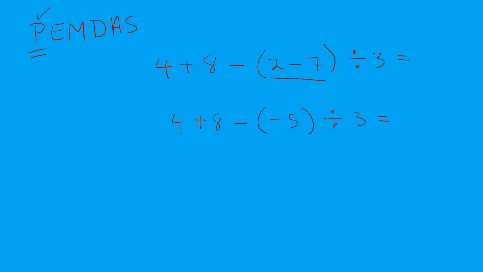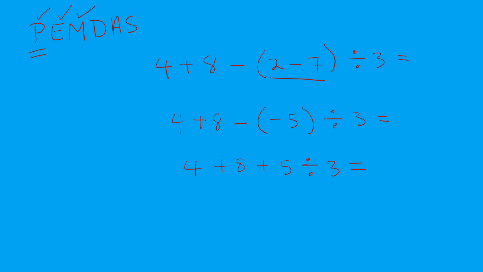Brackets, check. Is there any exponent? No, no exponent. So check, skip that. Multiplication. Well, not directly, but there is. There is this negative sign here multiplied by this negative sign here. So we could check that as multiplication. So 4 plus 8, a minus times a minus would be positive 5, divided by 3. And that's equal to that, right? So yeah, let me call multiplication check.